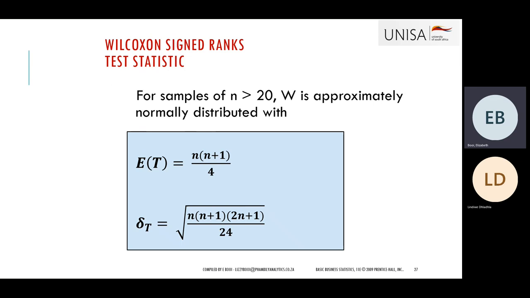The other things that we will need is we need to be able to calculate the expected values for the Wilcoxon signed ranks, not rank sum, the signed ranks. We need to calculate the expected value, which is given by n times n plus 1 divided by 4. And here we assume that the sample size needs to be greater than 20 and the distribution is approximately normal. So our expected value will be that, and our standard deviation will be the square root of n times n plus 1 times 2n plus 1 divided by 24. So it's double the size. Okay.